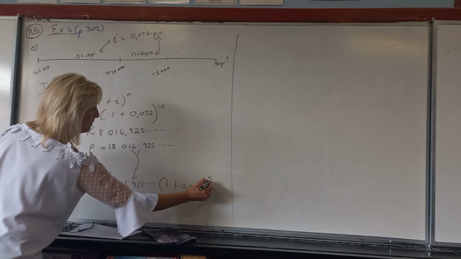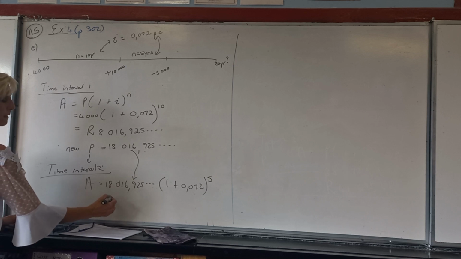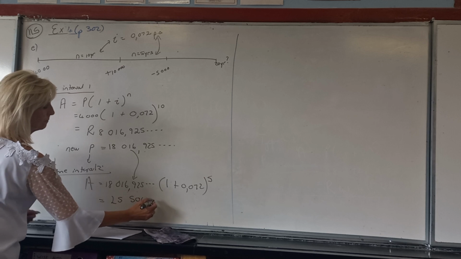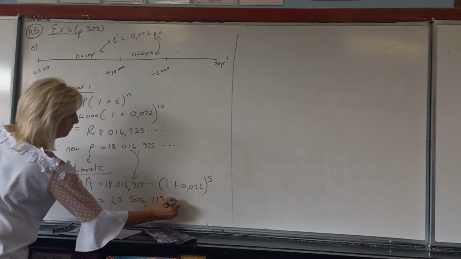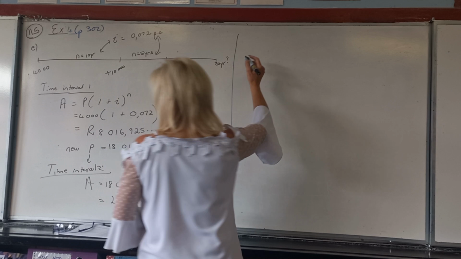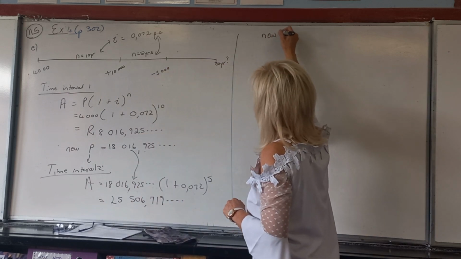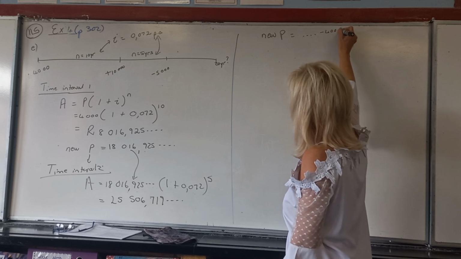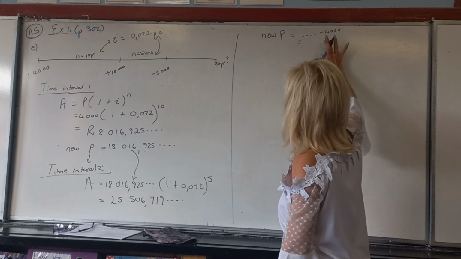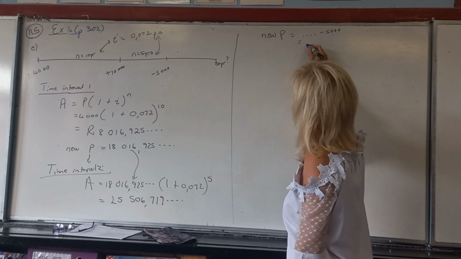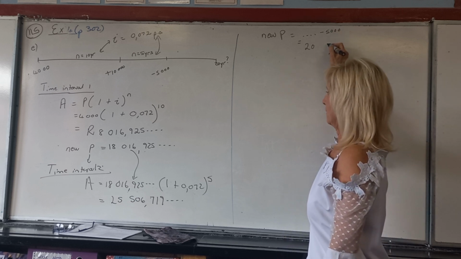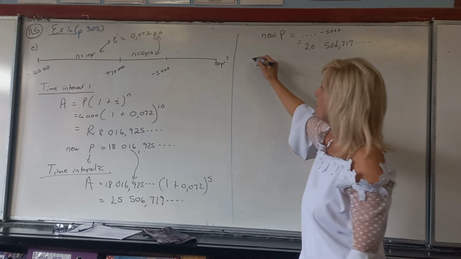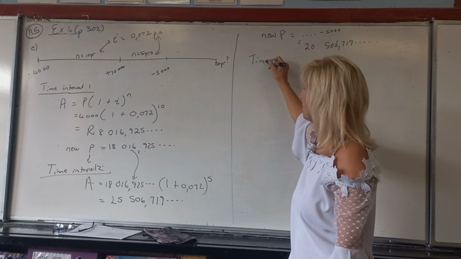So that's going to be 5, and the answer is 25,506,719, etc. Okay. So then what happens for the new one? You minus the 4,000. That amount minus the 4,000 will give me how much? 5,000. Sorry, 5,000. Give me how much? 20,506,719.